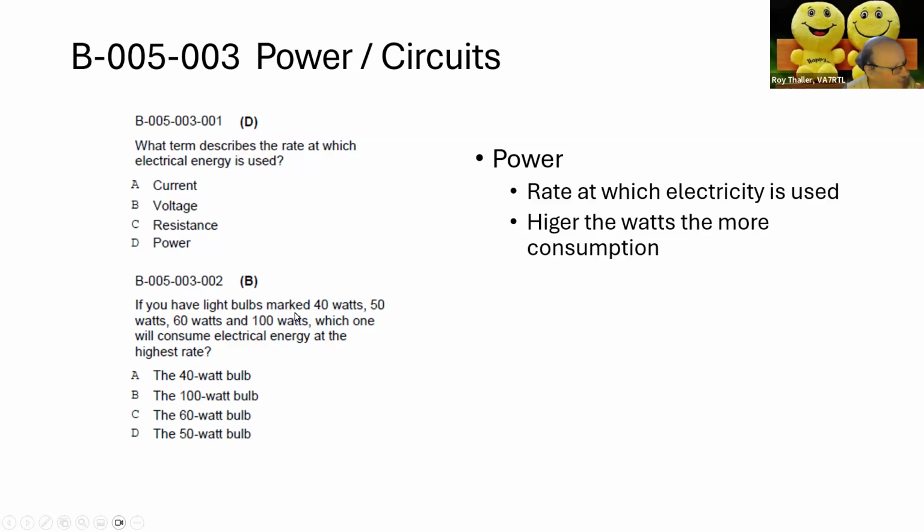If you have light bulbs marked 40 watts, 50 watts, 60 watts, and 100 watts, which one will consume electrical energy at the highest rate? So here you're looking for the highest wattage, which would be 100 watts. So B is the correct answer, 100 watts.